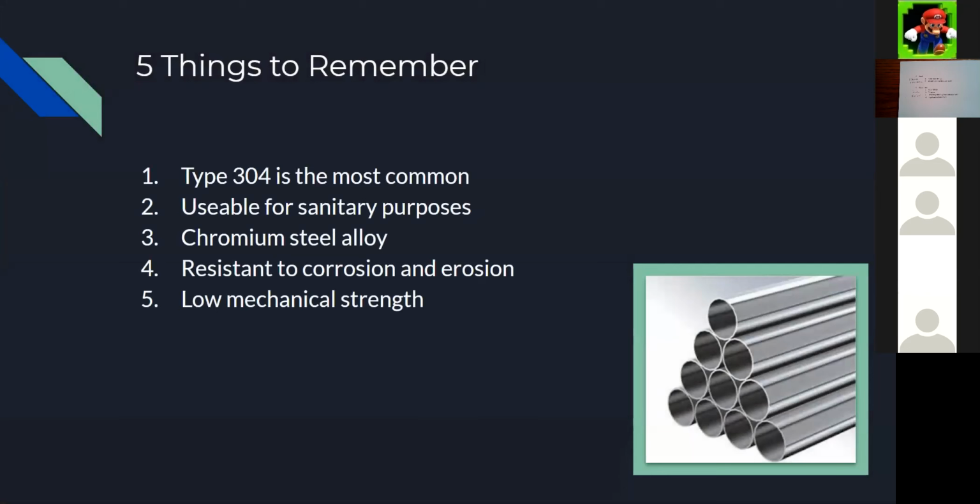So there are 5 things that you guys need to remember. First thing is that type 304 is the most common. Second, they are usable for sanitary purposes in hospitals and such. Third is that stainless steel pipes are a chromium steel alloy. Fourth, they are resistant to corrosion and erosion, corrosion being chemical and erosion being physical. Fifth is that they have a low mechanical strength.